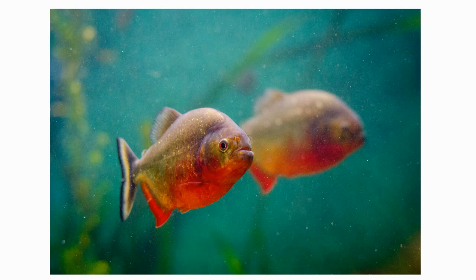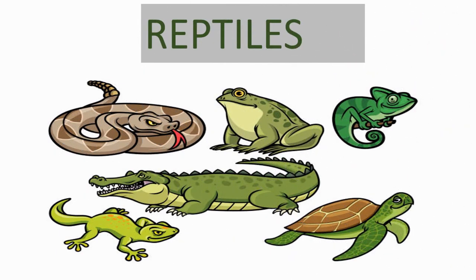The next group of animals according to characteristic is reptiles. Reptiles have scales on their body. They cannot run or walk. They just can creep and crawl. Some examples of reptiles are turtle, crocodile, snake, lizard, etc.